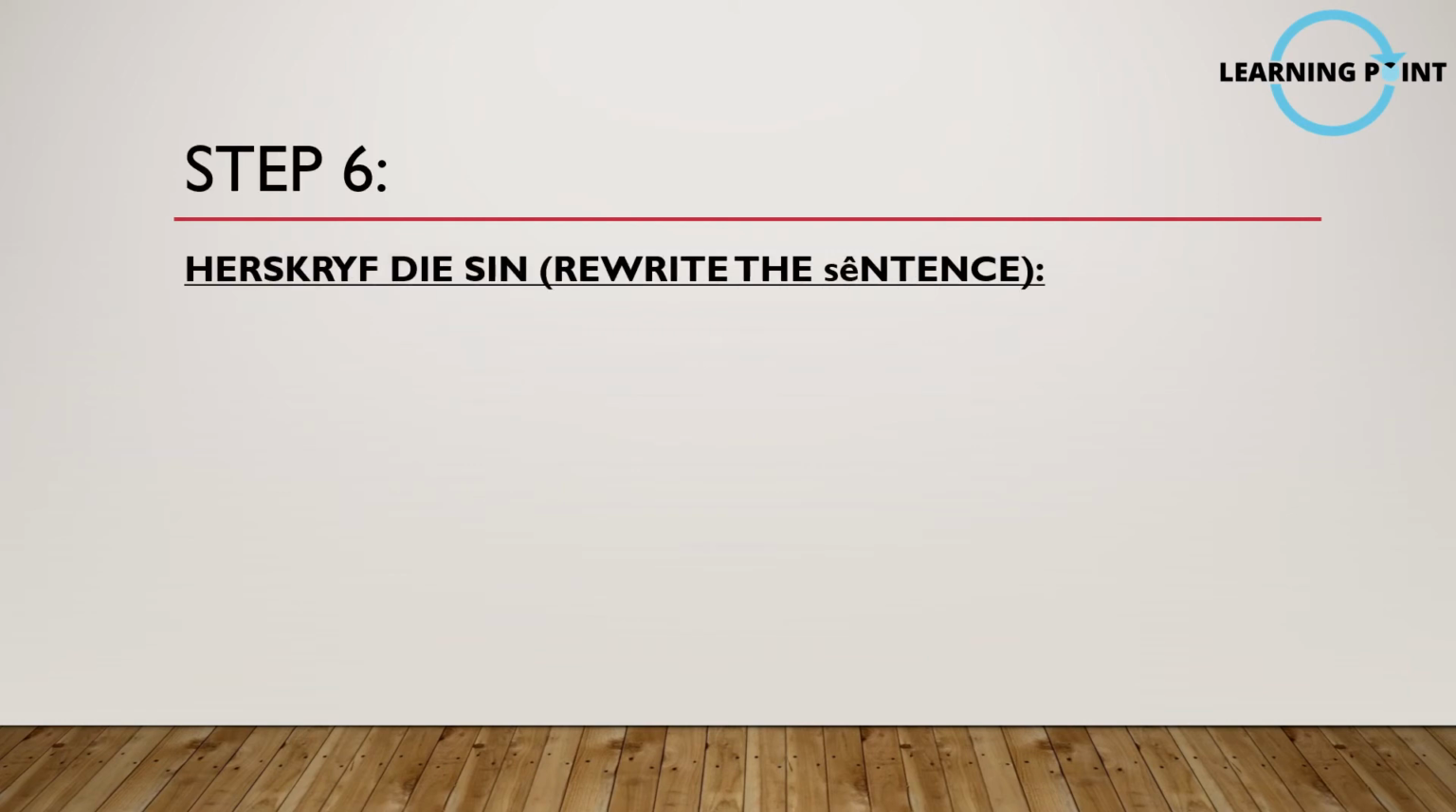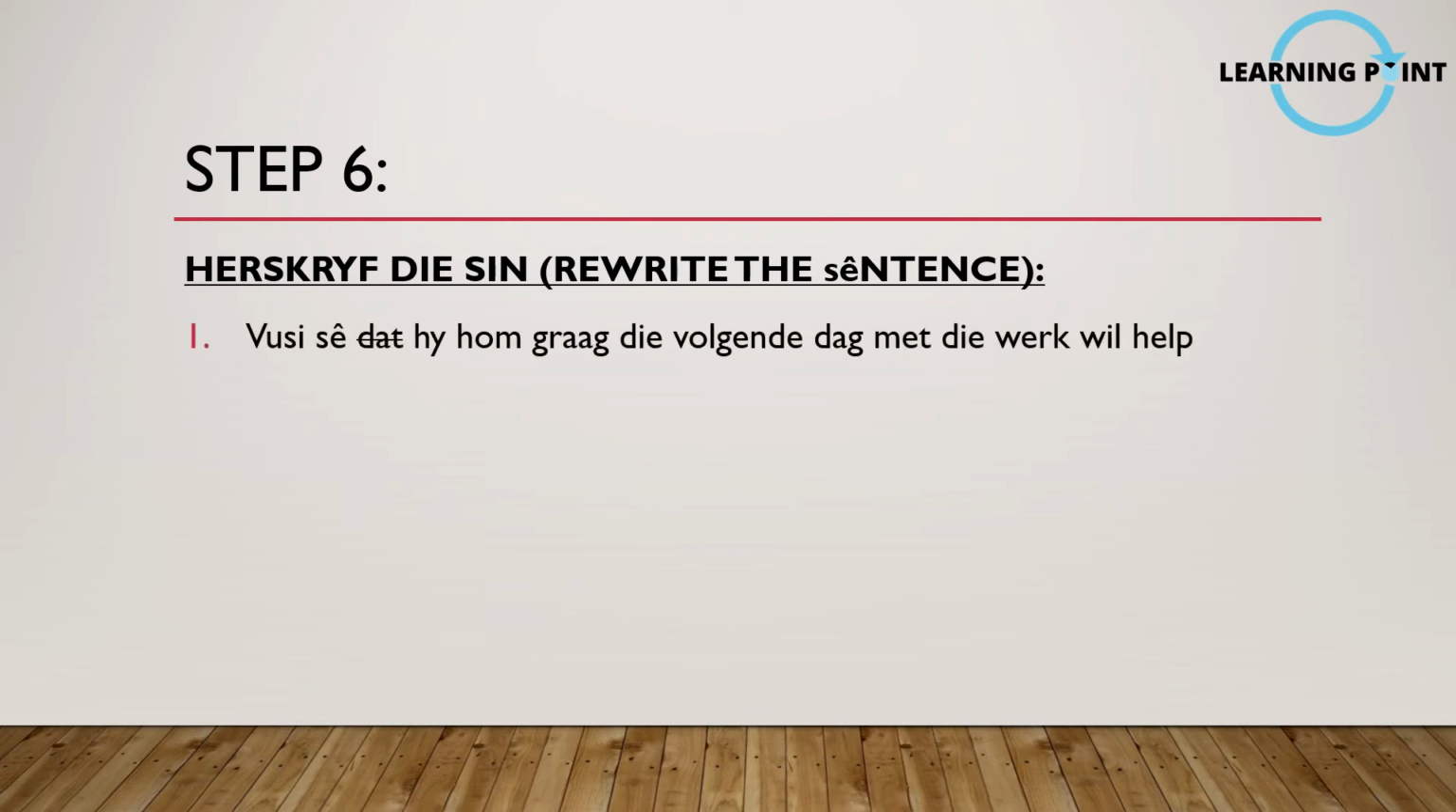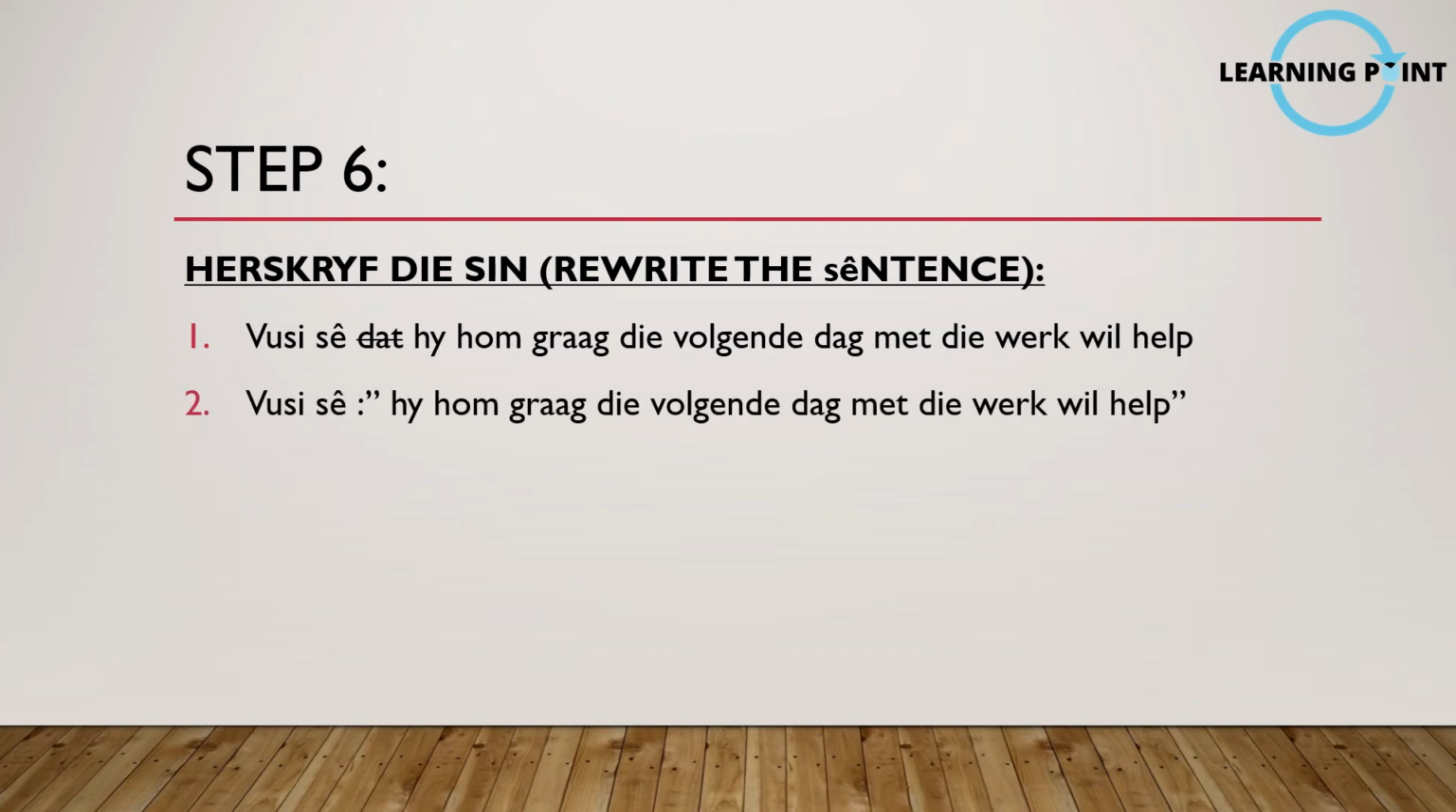Then we get to step 6. And step 6 is to rewrite the sentence. Herskryf die sin. Step 1, take out the dat, or the of, in this case the dat. Step 2, Woesie sê, put in a colon and a quotation mark. Hy hom graag die volgende dag met die werk wil help, end your quotation mark.